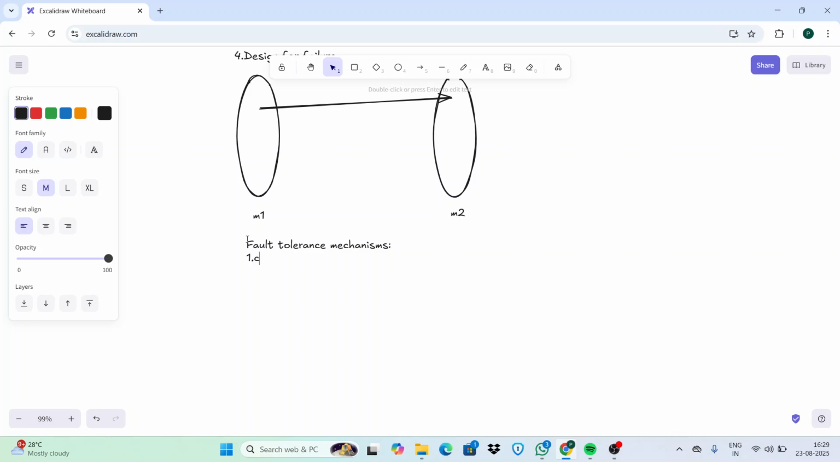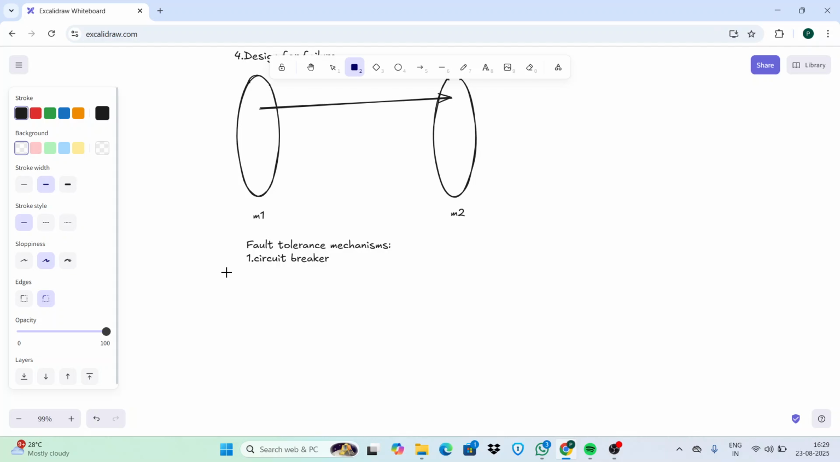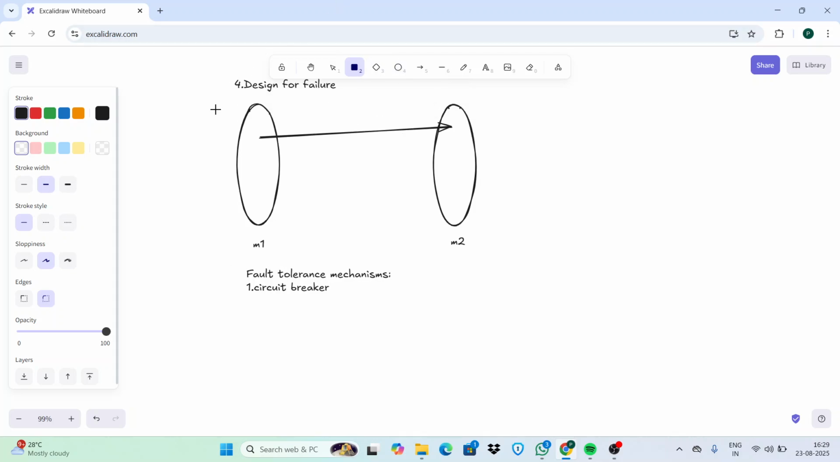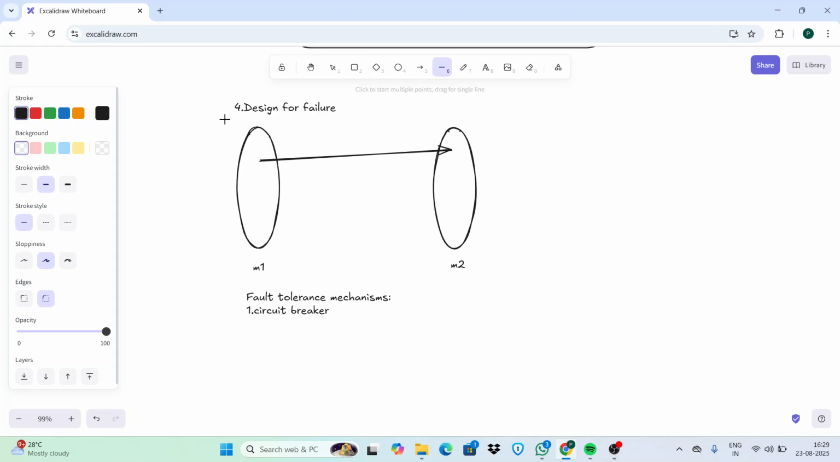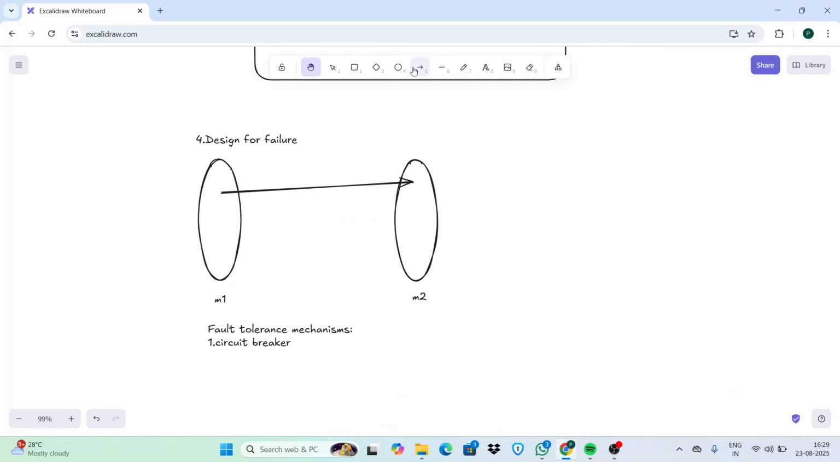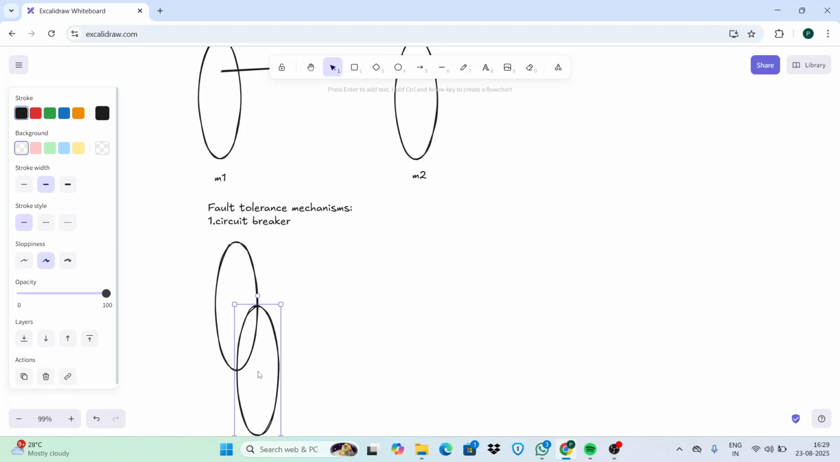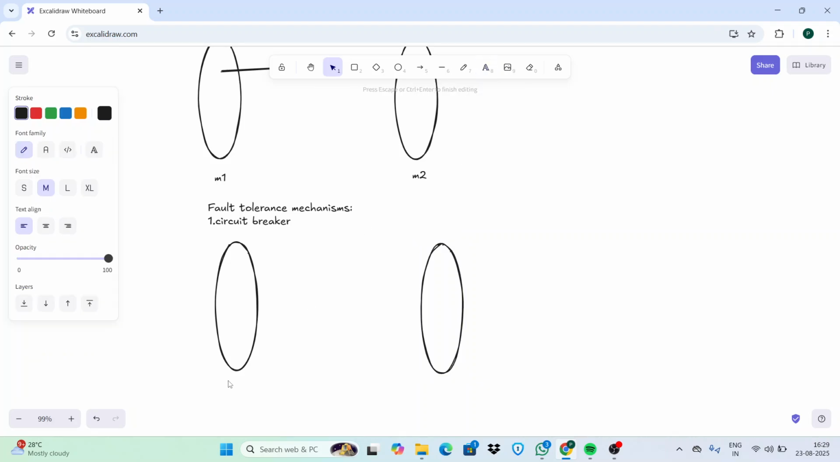So first is the circuit breaker. So what is circuit breaker? So consider the concept of circuit breaker. This is M1 microservice, and this is M2 microservice. I'm giving this name M1, and this is M2 microservice.